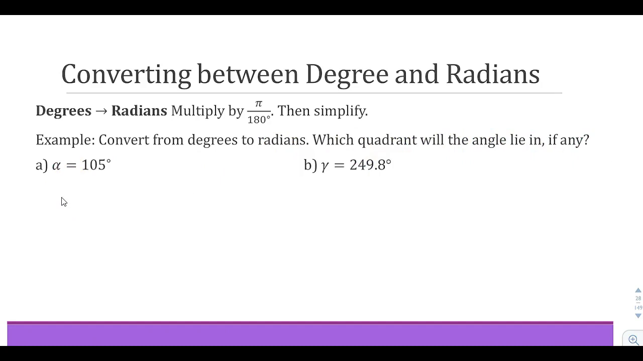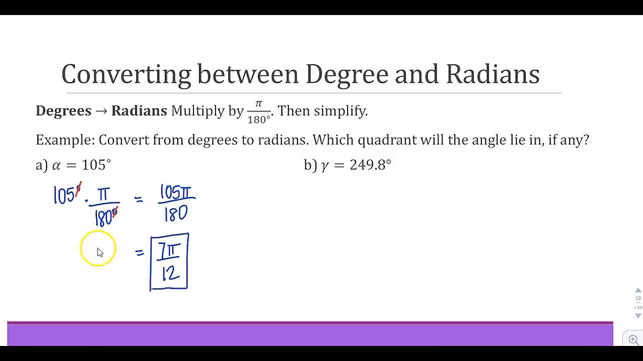So we'll go ahead and start with 105 degrees, and we multiply by pi/180 degrees. And the reason for that is because now the units of degrees will cancel. So I have 105 pi/180, and we'll reduce to lowest terms and get 7 pi/12. So this is the same angle in radians as 105 degrees. And 105 degrees is in quadrant 2.